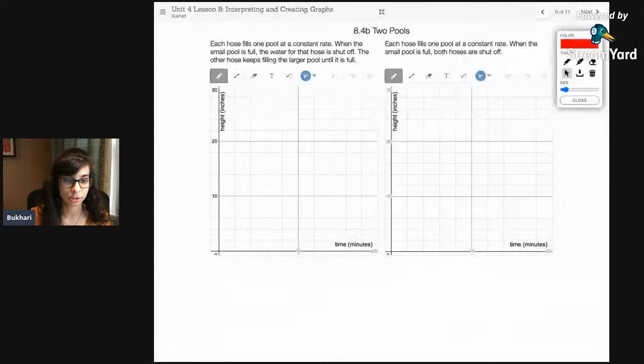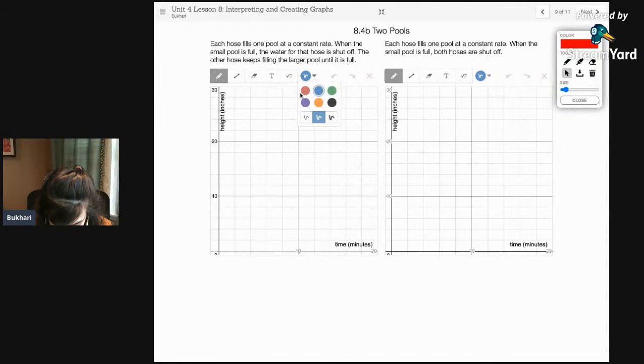So in this situation, you're creating 2 different functions on one graph. So let's see. Each hose fills one pool up at a constant rate. We know that a constant rate is a linear function because it's filling at a constant rate. And so when the small pool is full, the water for the hose is shut off. Okay. And the other hose keeps filling the pool until the larger one is full. So let's do one at a time. So each one is being filled at a constant rate.